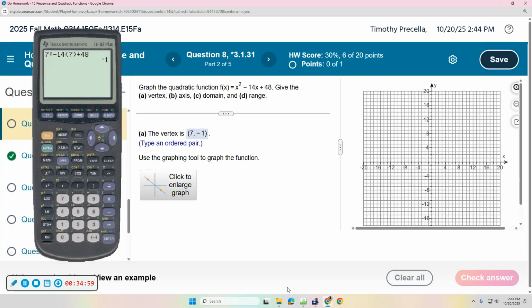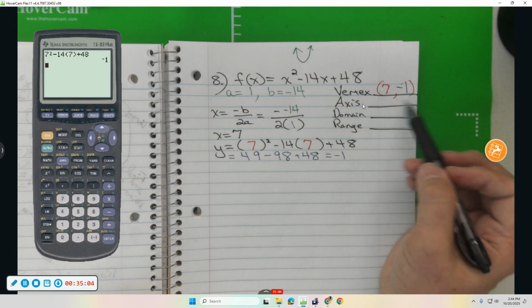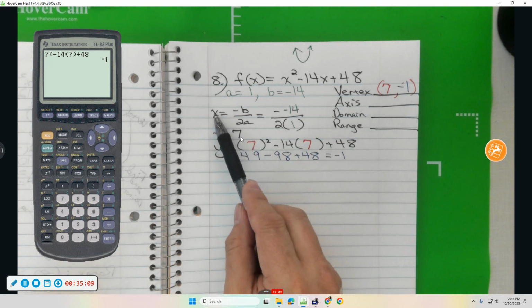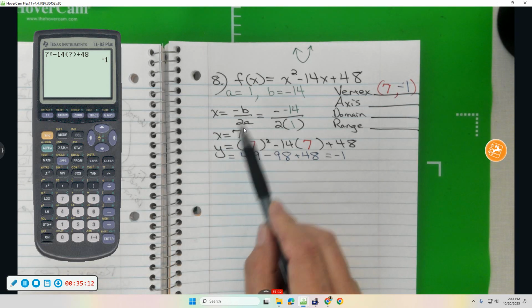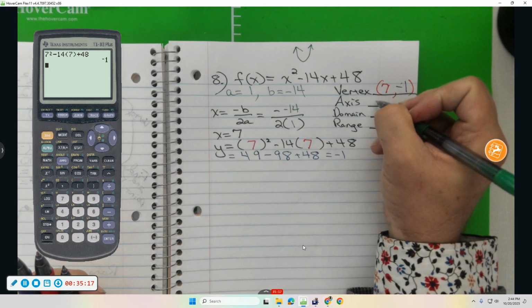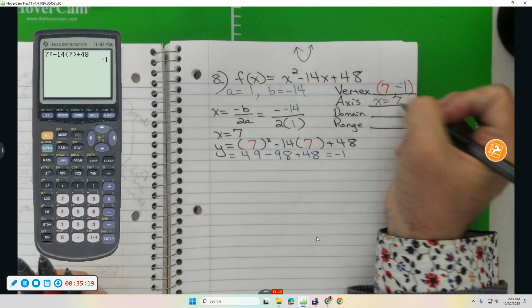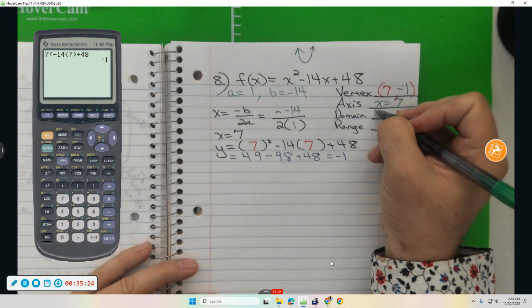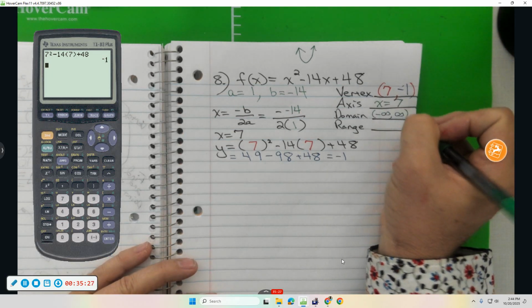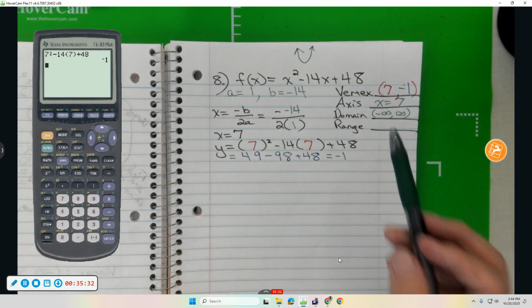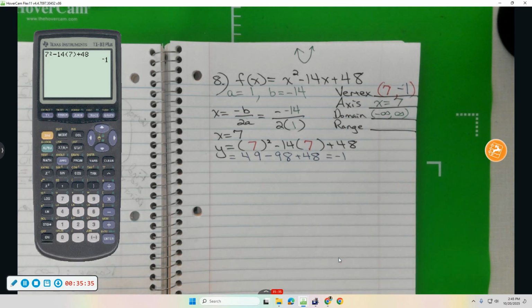Okay. But now let's switch back. I want to write in the axis. We know x equals, it's that little formula, x equals minus b over 2a, and that reduced to x equals 7. So x equals 7 is the axis. What about the domain? It's always the same. Quadratic functions don't have variables under square roots and don't have variables in denominators. Therefore, the domain is all real numbers.